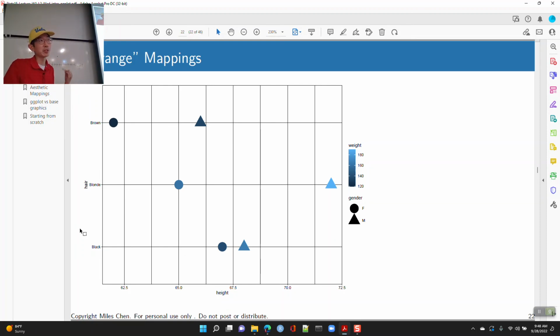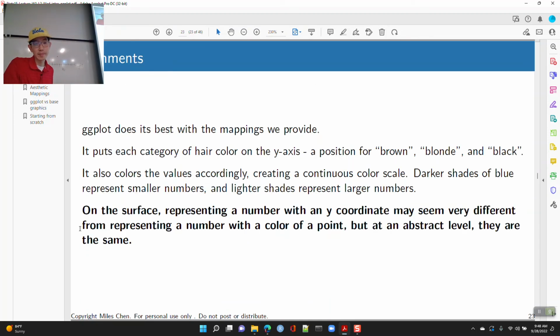As you gain experience, you're going to start to learn which kinds of things you should represent on the x-axis or the y-axis. I wrote that, on the surface, representing a number with a y-coordinate might seem different from representing a number with the color of a point, but at an abstract level, we're doing the same thing. We're just taking some value in the data and moving it to some visual property, okay?